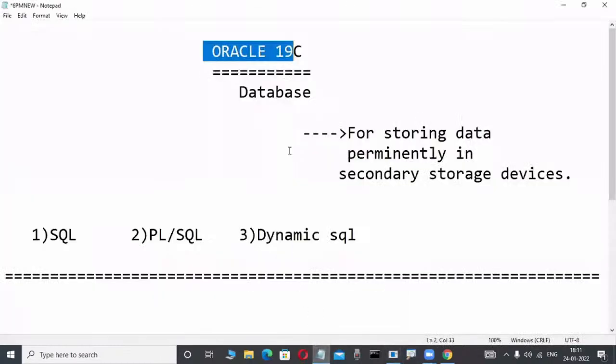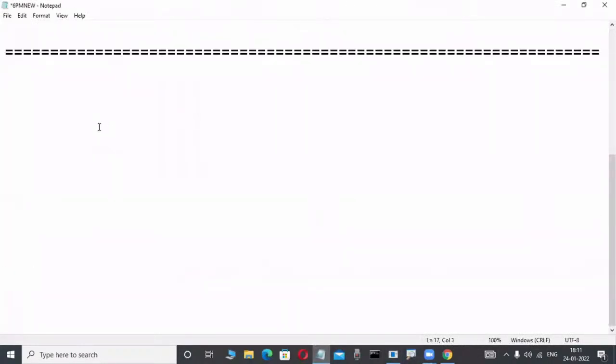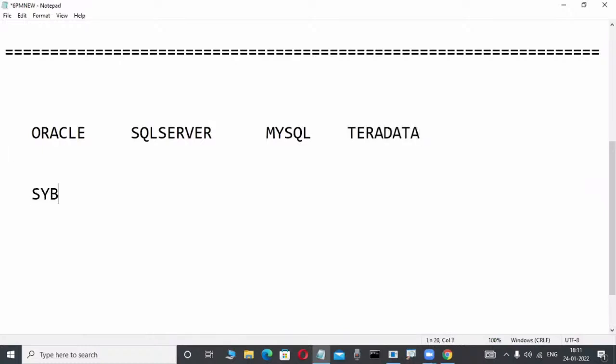Okay, up to this point is what I told in the previous classes. Now concentrate here. This is a demo class, I'm just telling something. Oracle is a product from Oracle Corporation. SQL Server is a product from Microsoft. MySQL is an open source product, which is also now from Oracle. Teradata is a product from NCR Corporation. Sybase is a product from Ingres Software. Like this, so many products are there.